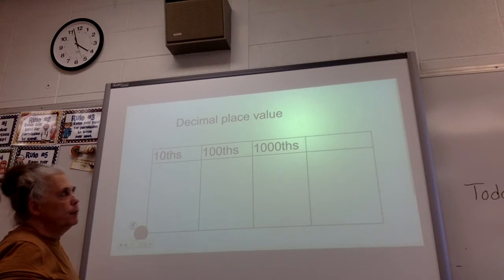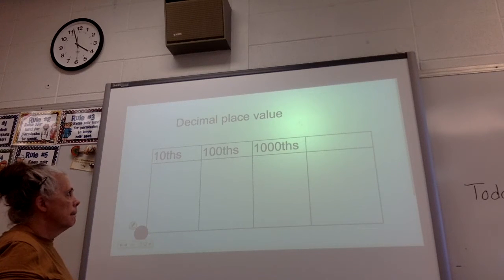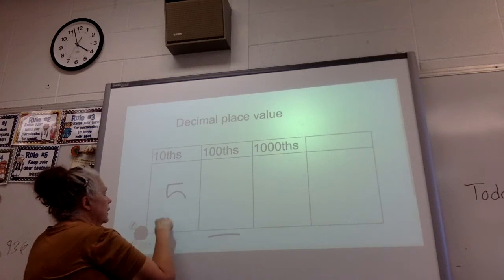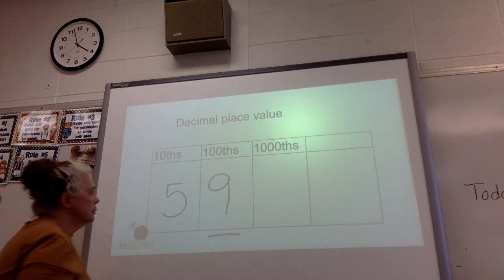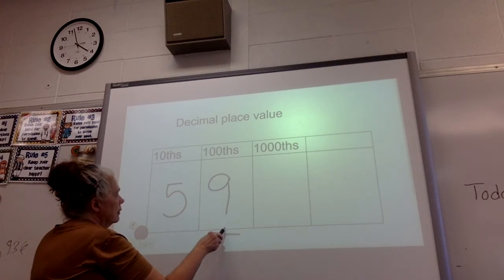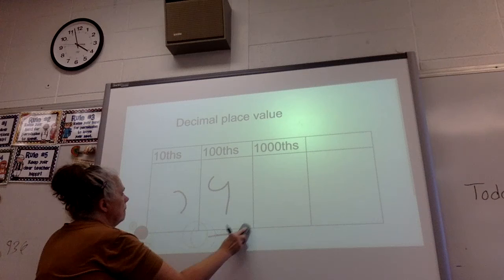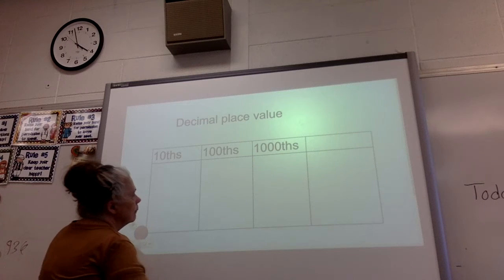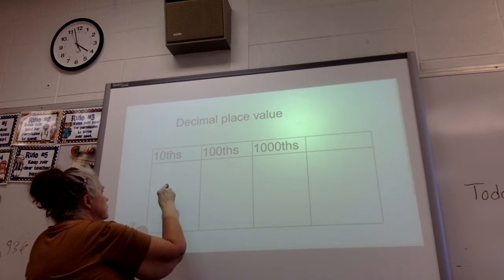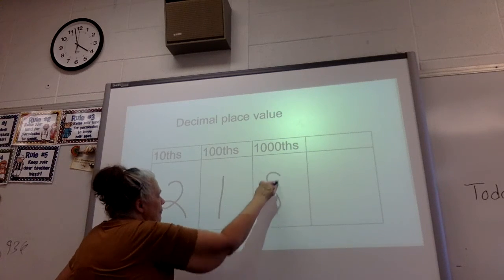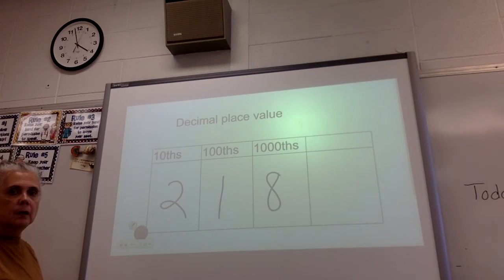Write 59 hundredths. Last spot is here, 59. Don't need any zeros because it's full. And it has to end up in the hundredths spot. What does this say? 218 thousandths.